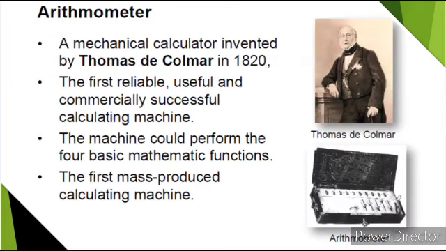The next device is the arithmometer, a mechanical calculator invented by Thomas de Colmar in the year 1820. It was the first reliable, useful and commercially successful calculating machine. The machine could perform the four basic mathematical functions. It was the first mass-produced calculating machine.